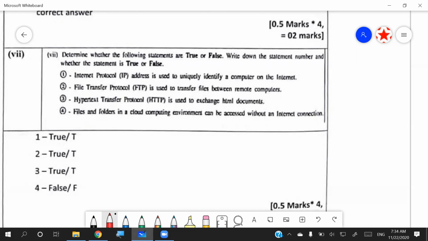And it is not a file. Don't misunderstand it. Web page is a separate thing. File is a separate thing. So that is true as well. Files and folders in a cloud computing environment can be accessed without an internet connection. No. To deal with cloud computing, you must have an internet connection, because internet is the one we are referring to as the cloud, right? So it is false. So again, 0.5 for each part. So 2 marks is given.